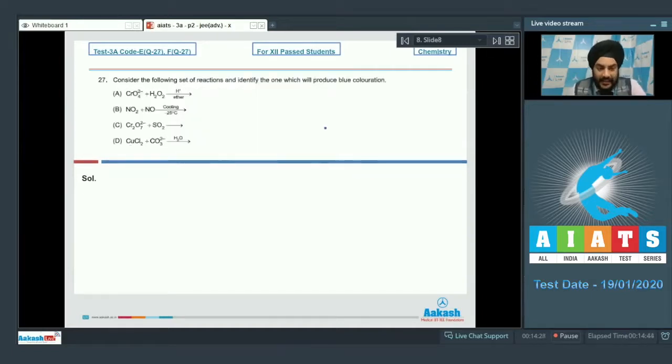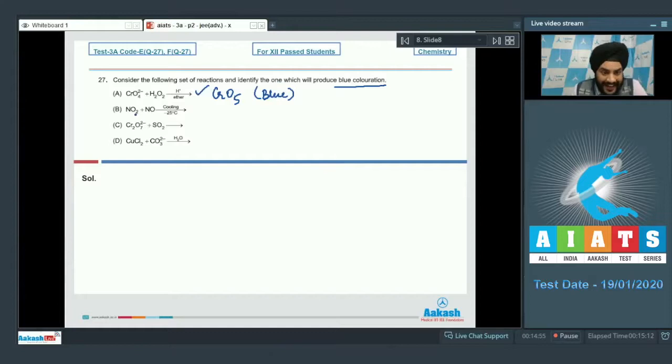Question number 27. Consider the following set of reactions and identify the one which will produce blue coloration. So the examiner seems to be interested in the blue coloration after the reaction. So if you look at option A now, chromate ions are allowed to react with H2O2 in presence of acidic medium and in presence of ether. So this will lead to the formation of CrO5, students. The CrO5 is blue in color. So this has to be the answer.